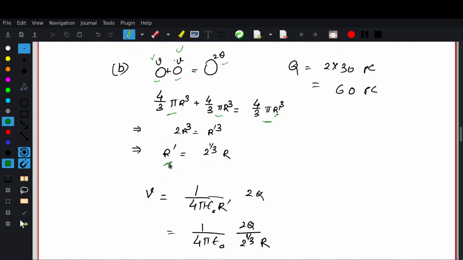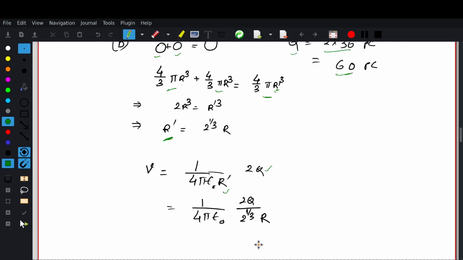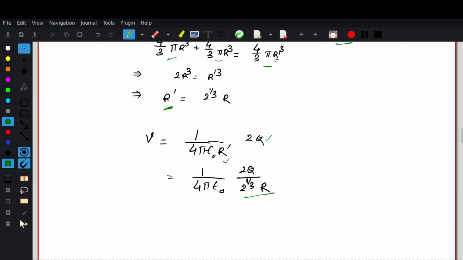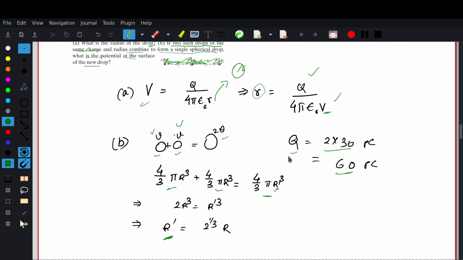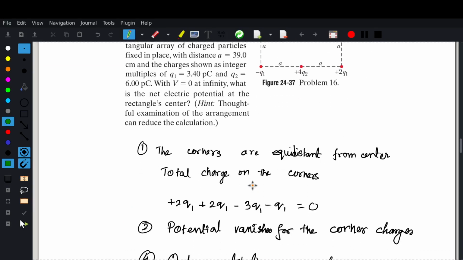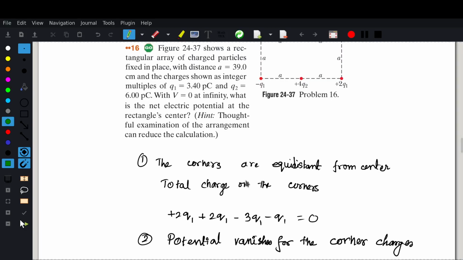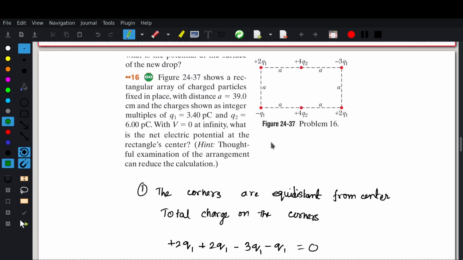So we have obtained the radius, and we also know that the charges add up. The charge from this and this will add up and give us 60 picocoulomb. So here we have 2q, and we plug in our value for r prime, which is 2 to the power 1/3 times r. So this is the potential, right? You plug in the values and obtain the potential of this new drop. This is a conceptually important problem, and this might seem a long problem, but it is a one or two line problem.